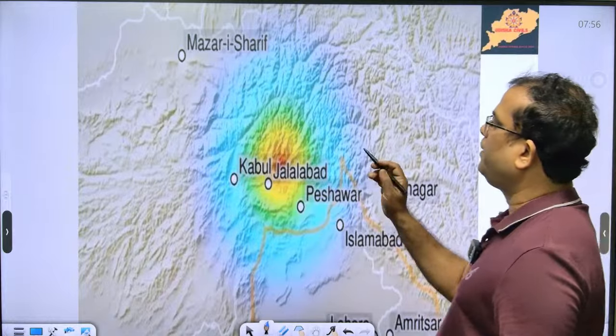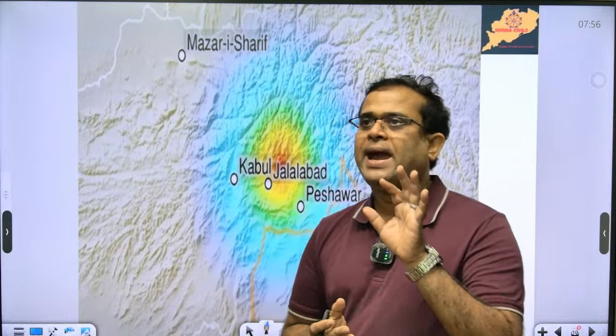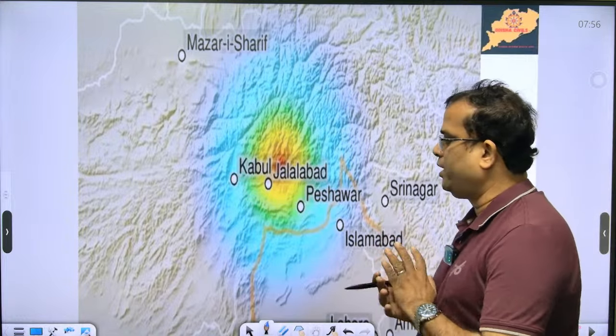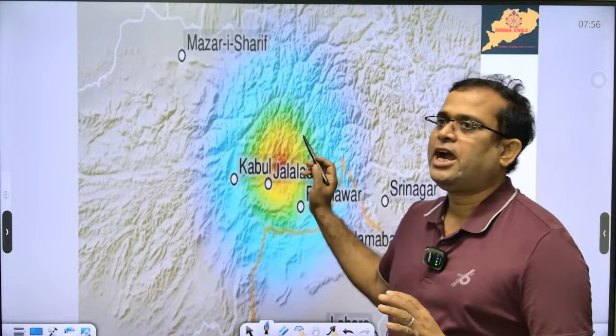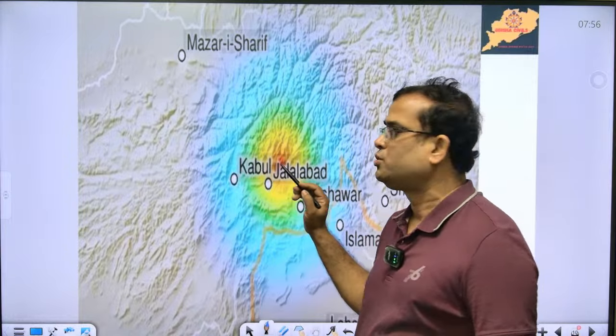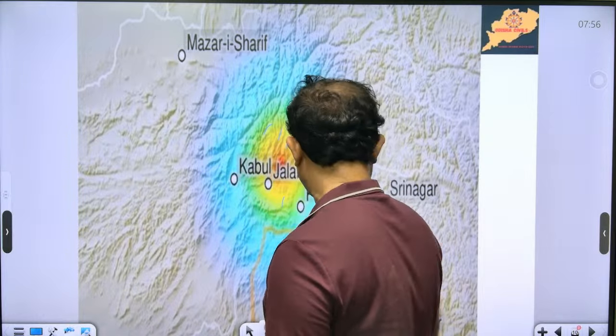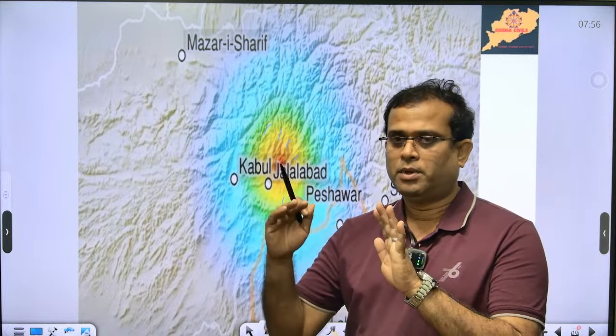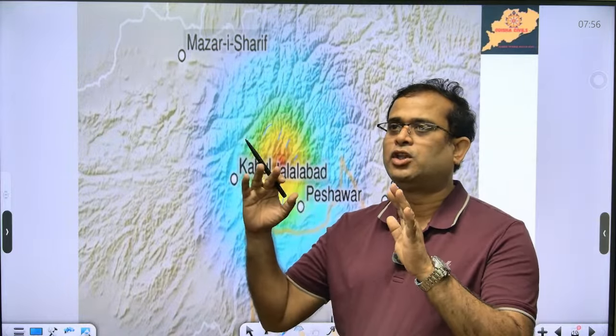Just look here again. Look at the impact. These are the shadow zones. This is the shadow zone. These shadow zones depict the intensity of the earthquake or the affected area of the earthquake.